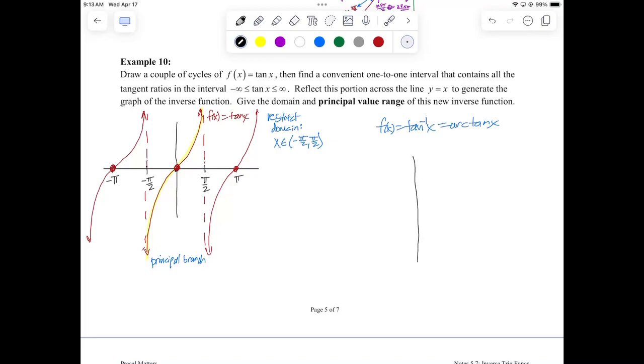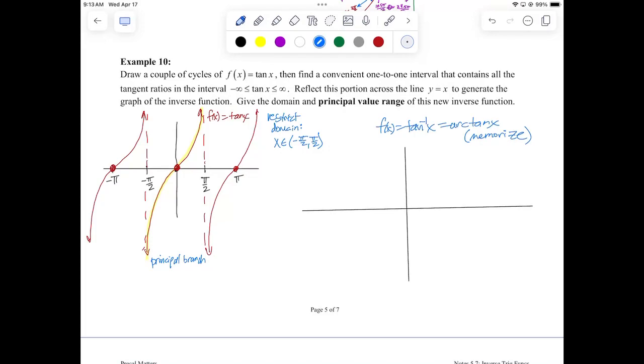This one is really the most important of the three. In fact, I'm not going to require you to memorize the graph of arc sine and arc cosine, but I do want you to memorize the graph of arctangent. Okay? Memorize. Now, let's think about the vertical asymptotes. What happens to a vertical line when you reflect it across the line y equals x?